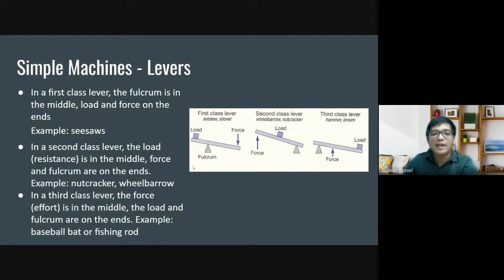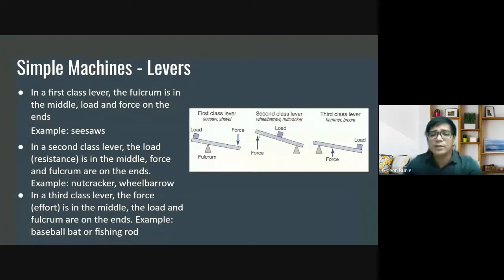For the second class lever, the load, or the resistance, is in the middle. The force and fulcrum are on the ends. Examples are the nutcracker and the wheelbarrow. If you have used a wheelbarrow, the one where you put your soil and other loads. So for the second class lever, we have the wheelbarrow and the nutcracker. Again, the fulcrum and the force are on the ends, and the load is in the middle, as you can see here.